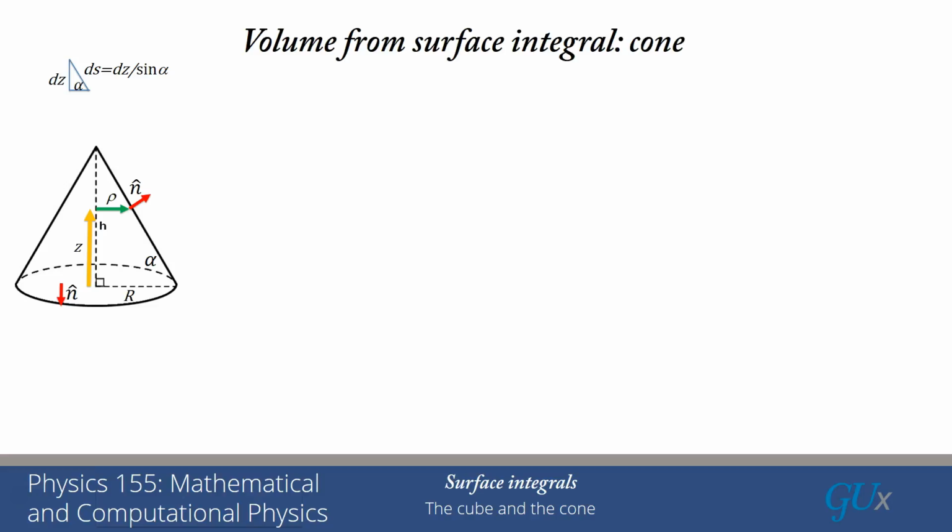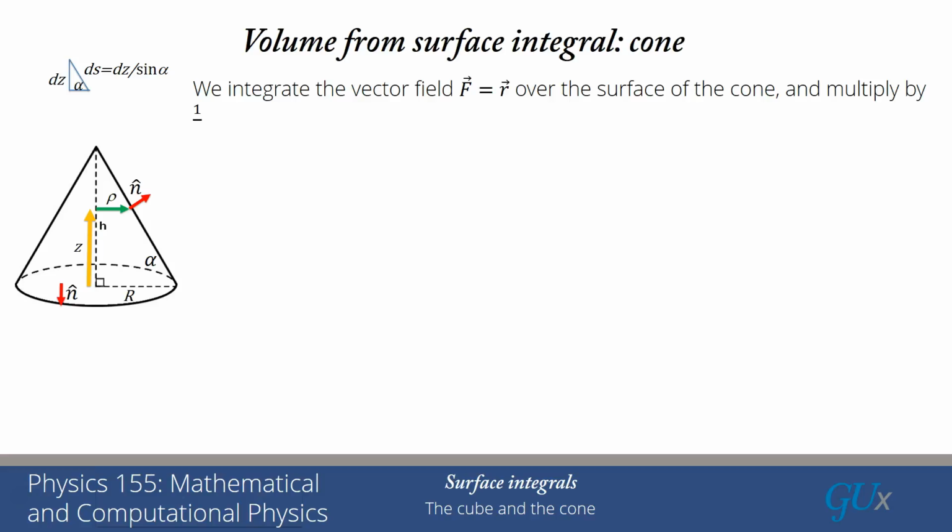It's going to be looking at evaluating the volume by doing a surface integral over the cone. We're going to be using this really interesting identity that comes from the divergence theorem that says that if we integrate the vector field F equals r over the surface of any object, but in this case we're going to do it over the surface of a cone, and we multiply that result by 1/3, then that is equal to the volume. And we went over the derivation of that in a lecture, and here I'm going to show an example of how that works with the cone.